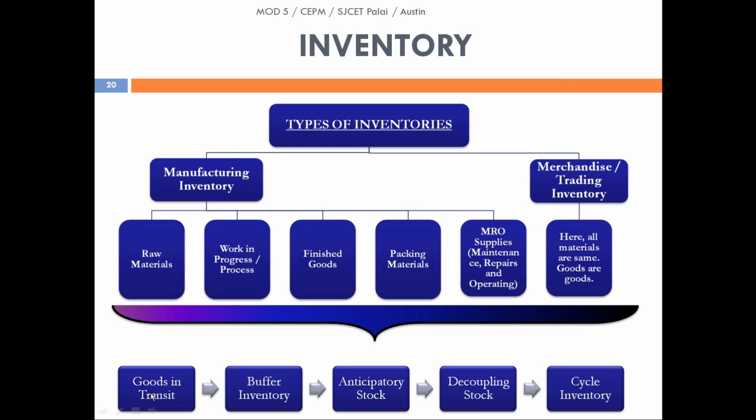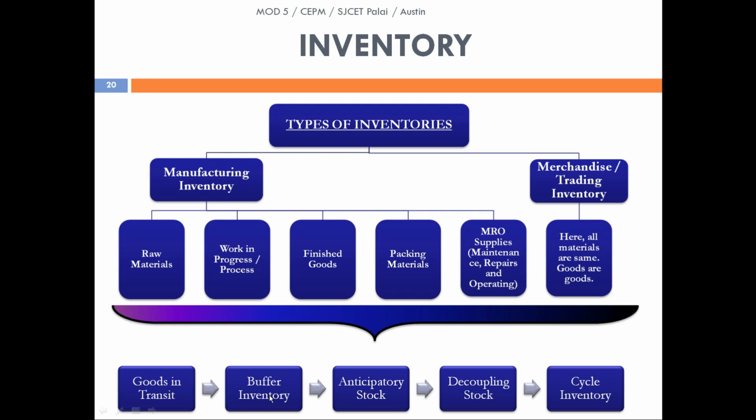Now we'll see what the indirect inventories are. Indirect inventories are items that are needed for production or manufacture, but are not the finished products and are not ready for the markets. Those materials or items supplement the production of the main products. First, we will see goods in transit, which means the goods or inventory materials that are under transportation. Next one is the buffer inventory.